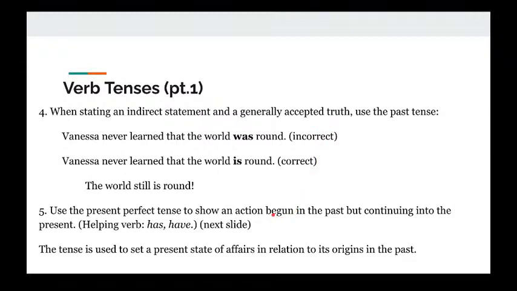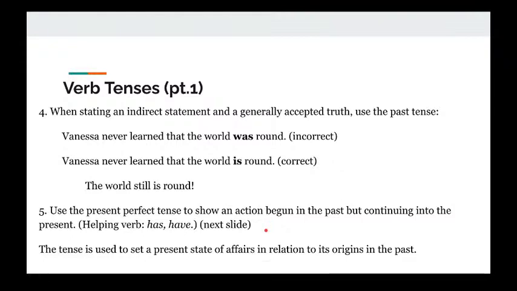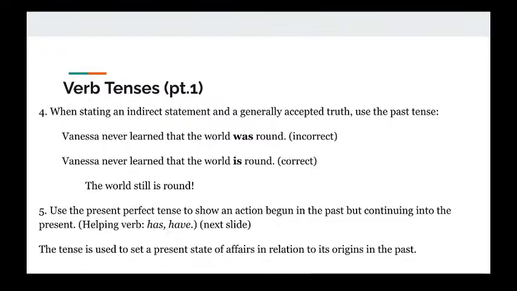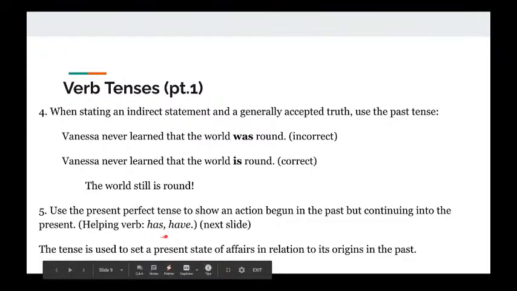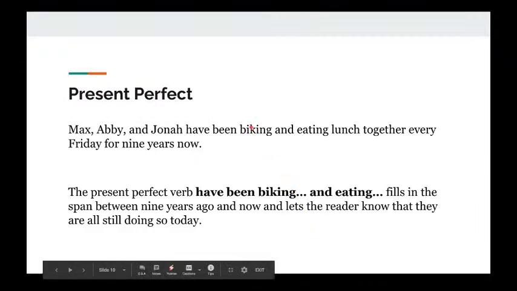So rule number 5, use the present perfect tense to show an action began in the past but continues into the present. Helping verbs can be has and have, and then I go into more depth with the present perfect on the next slide. The tense is used to set a present state of affairs in relation to the origins of it in the past.